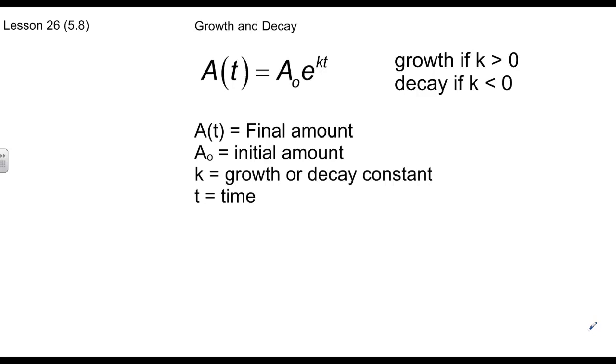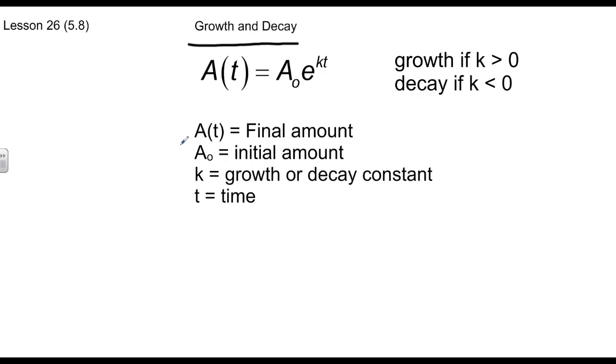We're going to piggyback a little on yesterday's lesson of financial models and move into growth and decay. And again, this is exponential growth and decay, not linear. The growth and decay equation is A of t is equal to a sub o e to the kt. We know this is a growth if the k value is greater than 0 and a decay if the k value is less than 0.